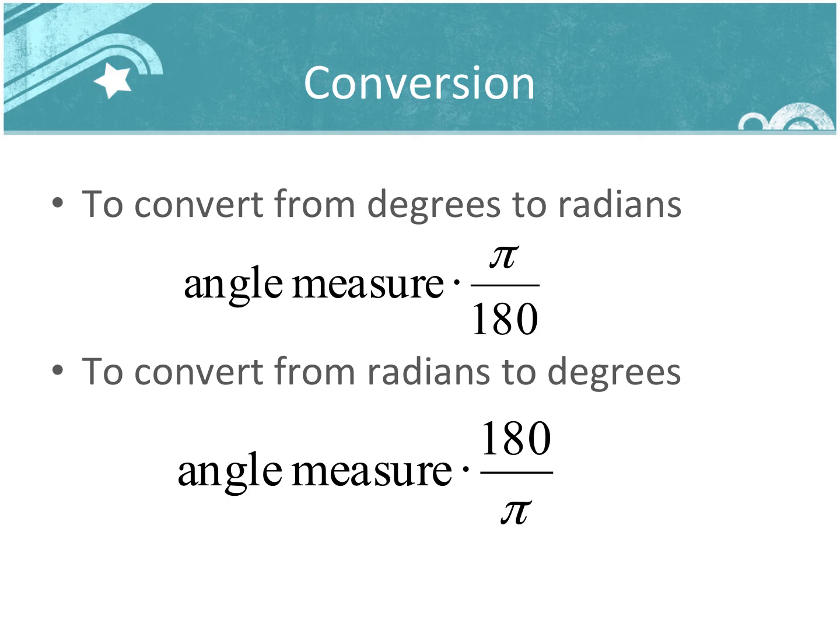To get from degrees to radians, we take the angle measure and we multiply by pi over 180. To get from radians to degrees, we take the angle measure and we multiply times 180 over pi.